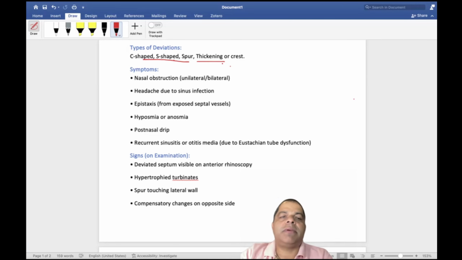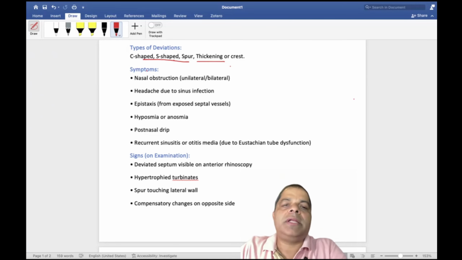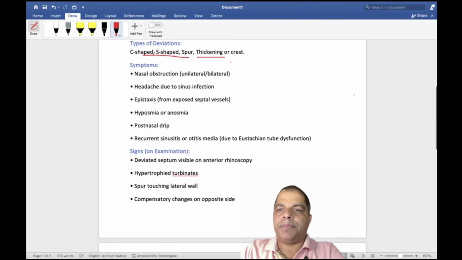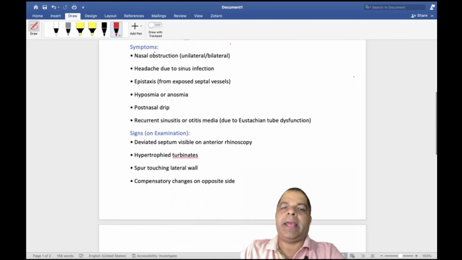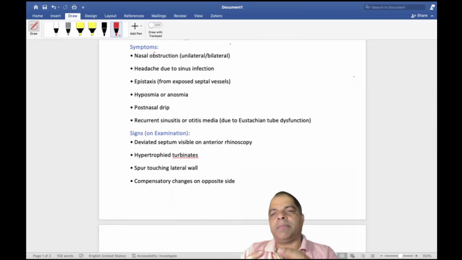What are the symptoms here? Nasal obstruction, and there is a headache due to sinusitis. Obstruction may be unilateral or bilateral. Headache may also be due to sinus infection. Sometimes there is a frontal type of headache in any kind of sinus or nose related issue. So one is headache. Epistaxis is with some spurs.